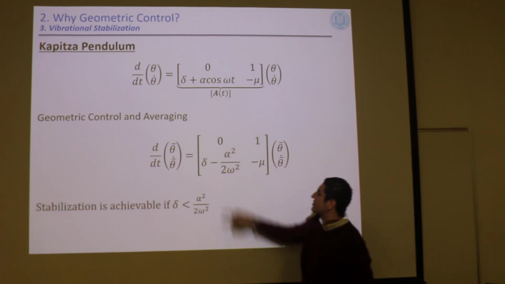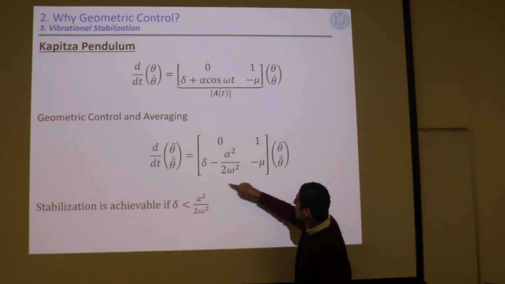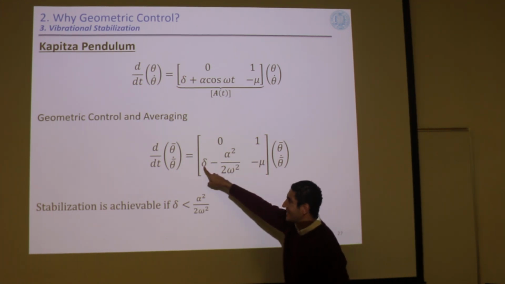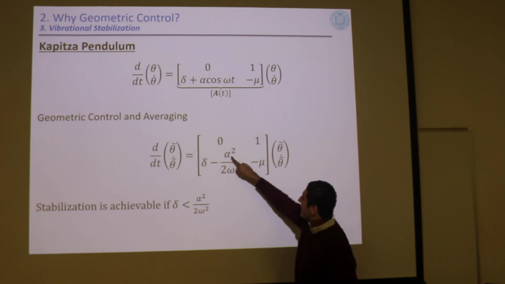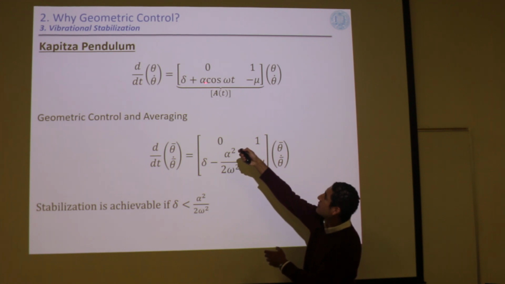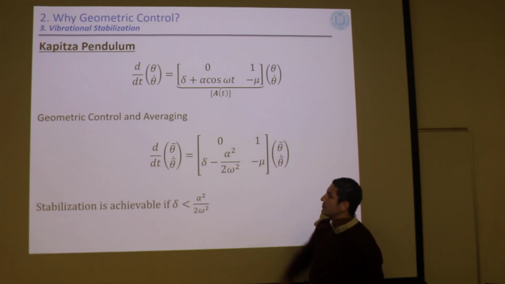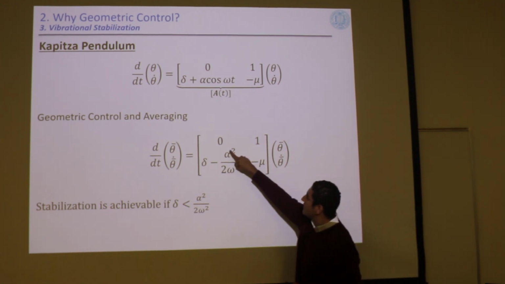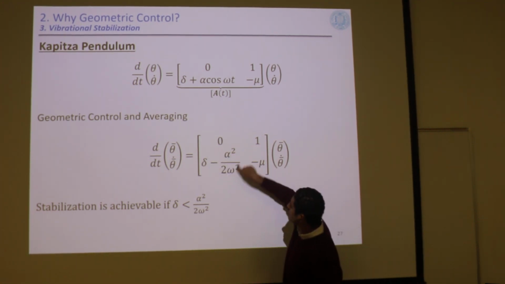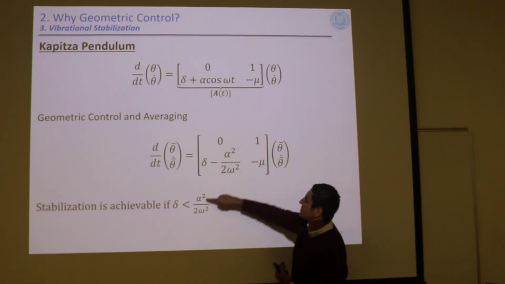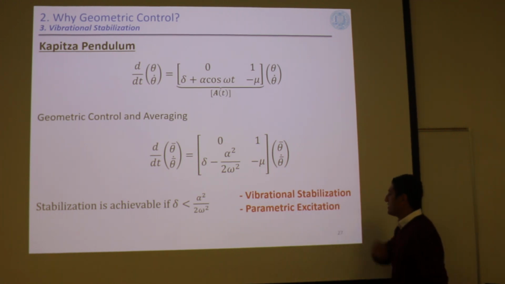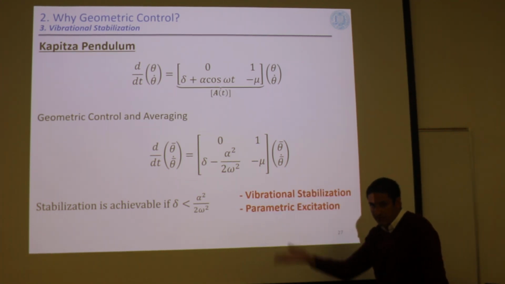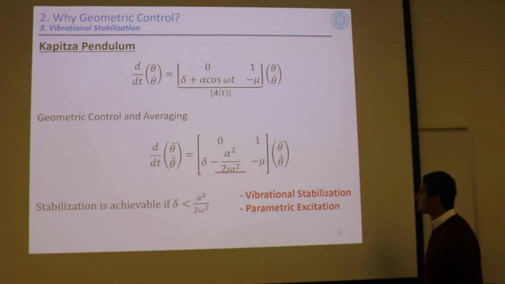This is negative. So all I need to achieve is that delta is smaller than this term. Delta is g over L, the instability source due to gravity. And alpha is the amplitude of the cosine. This is how much forcing you apply. So if your forcing term is large enough, you get stability. This is what we call vibrational stabilization. We have a system that is unstable, the inverted pendulum. You just vibrate it around, you get stability.